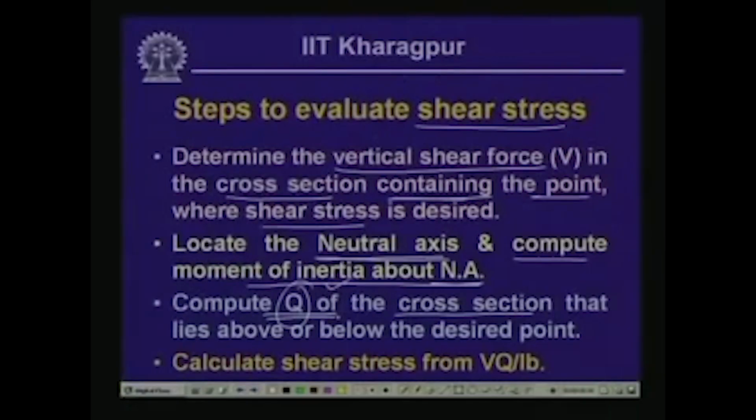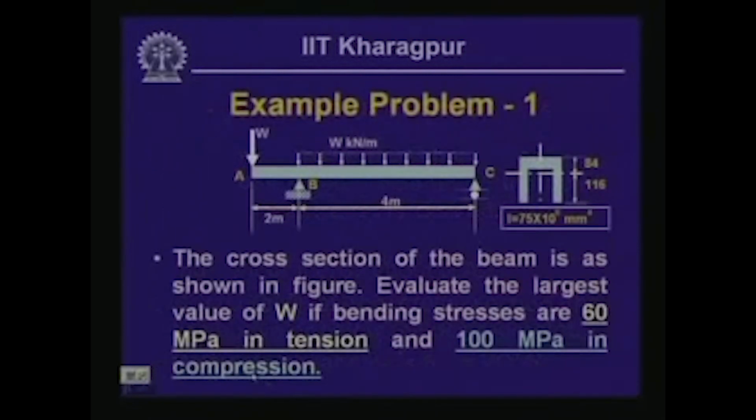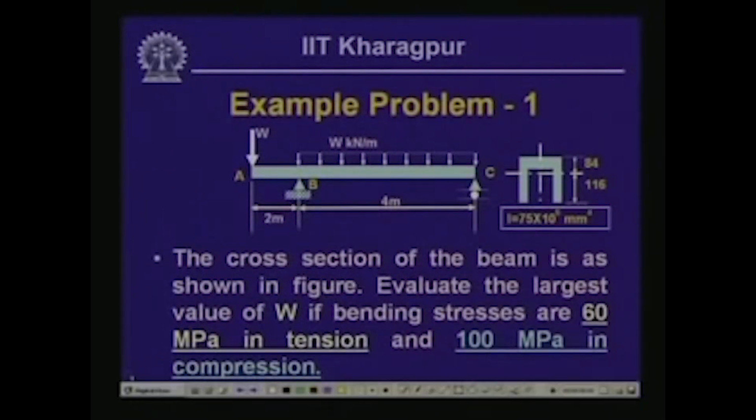So, once we know Q, this gives us I, and b is known, where b is the width of the beam. So, that gives us the shear stress from this particular expression, which is VQ by Ib, and we can find out the value of the shear stress at that particular point. Well, with this background, let us look into some examples on how to evaluate the shear stress and the bending stress at a particular point in a beam having different cross sections.